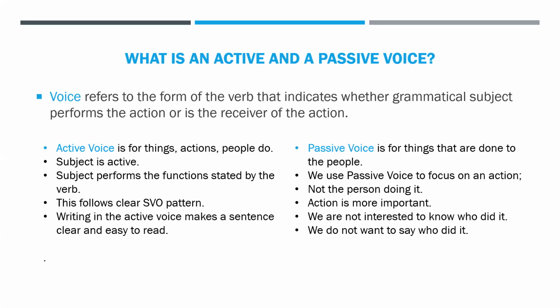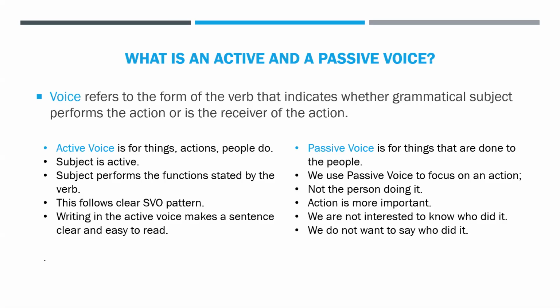In the active voice, you have a clear subject verb object pattern. It begins with the proper subject, then you have the verb and the object. So writing in the active voice makes a sentence clear. You can understand it well and it is easy to read.